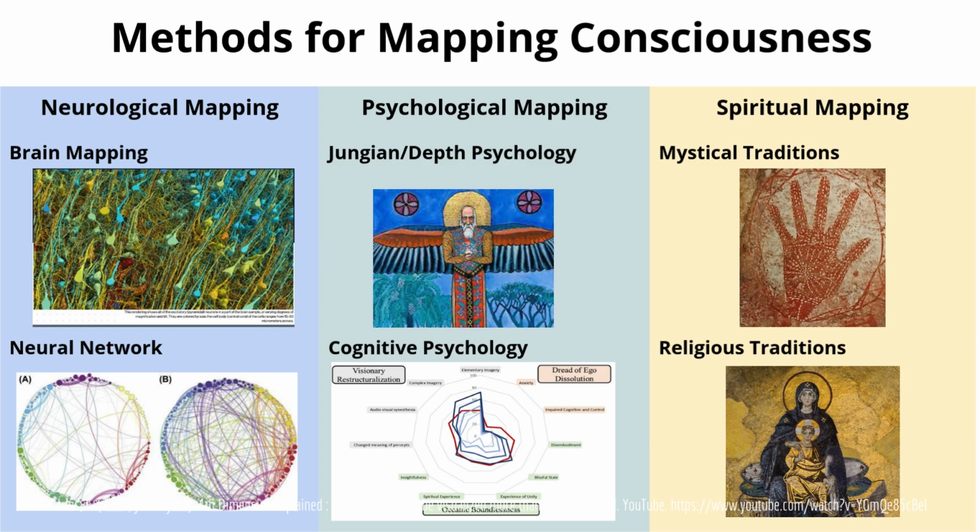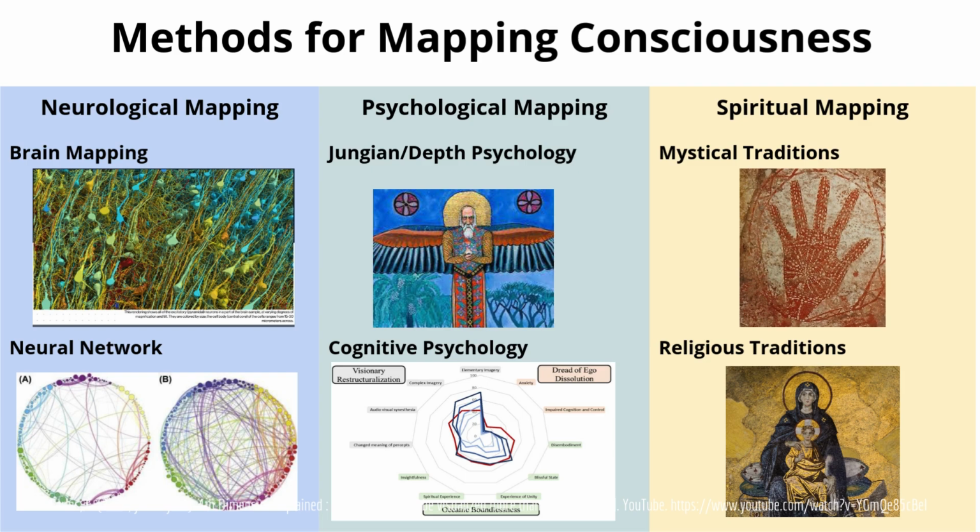So on a very rudimentary level, neurological mapping can be split into brain mapping and neural networks. Brain mapping uses techniques like fMRI and EEG to study brain activity associated with different states of consciousness, such as sleep, dreaming, meditation, and other altered states. The neural networks explore the complex networks of neurons that underlie consciousness and how they interact and produce subjective experiences. You can see that neurological mapping is firmly based in the material worldview.